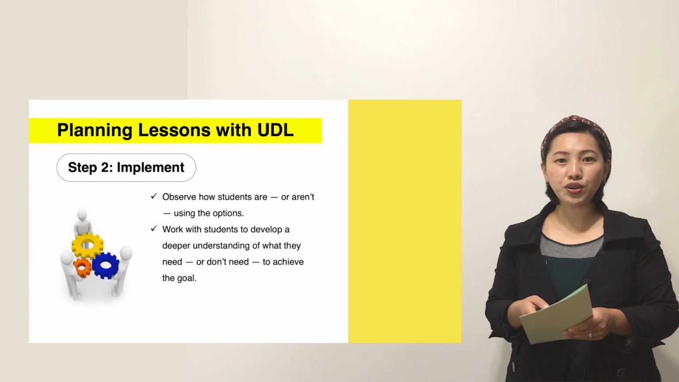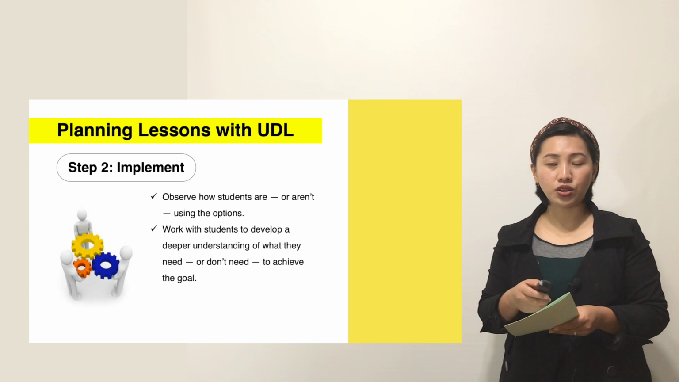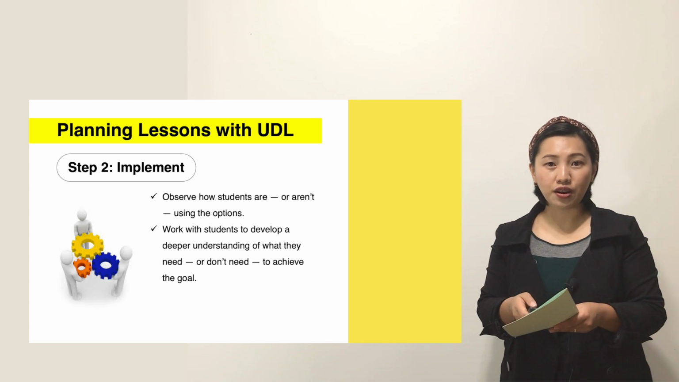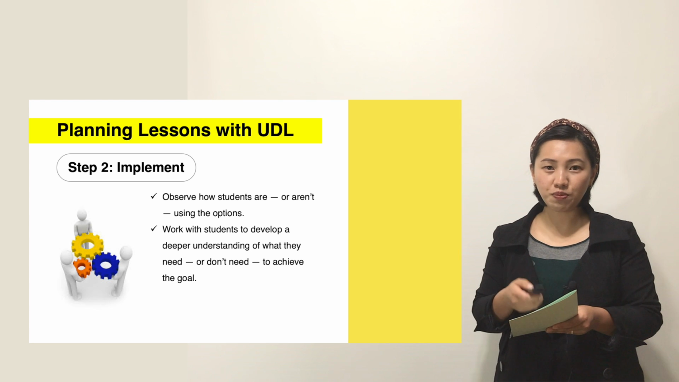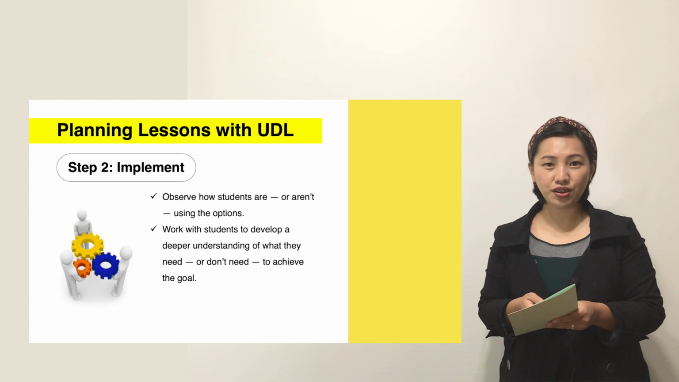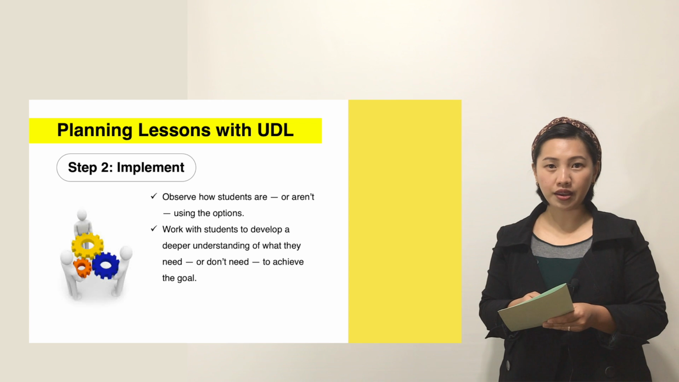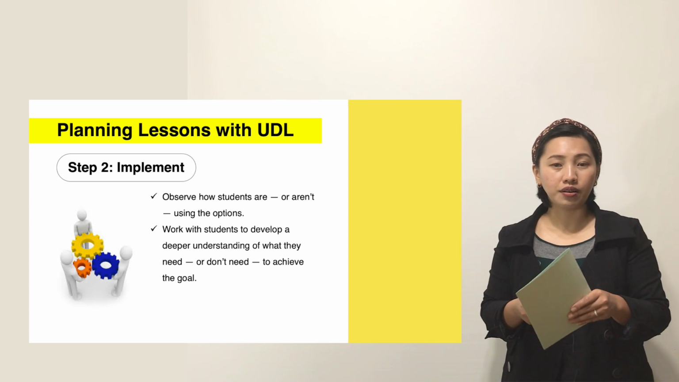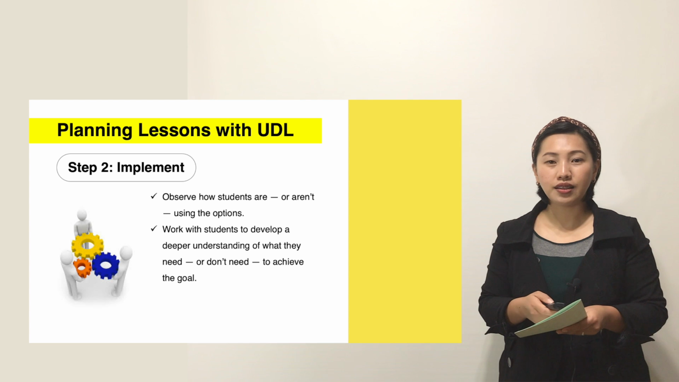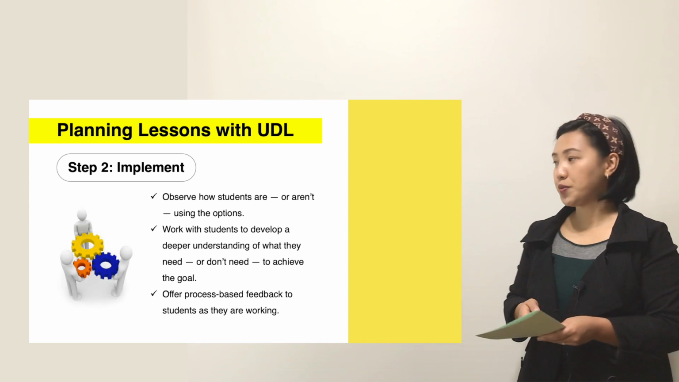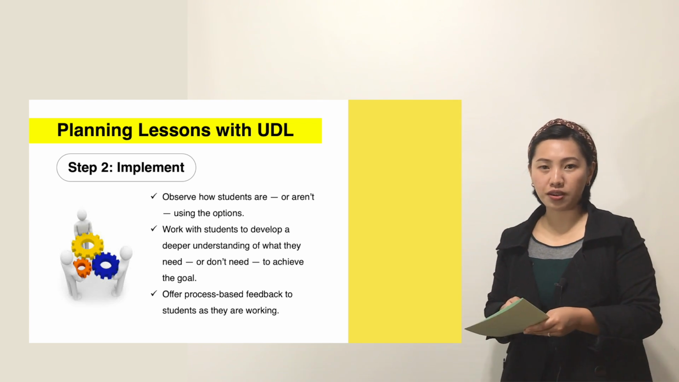Next, work with students to develop a deeper understanding of what they need or don't need to achieve the goal. You need to be there to assist your learners throughout your lessons and the process, from beginning to end of the lesson. Okay? So that you can also explain to them some things or some process. Why do they need to do that or not? The last step is to offer process-based feedback to students as they are working.